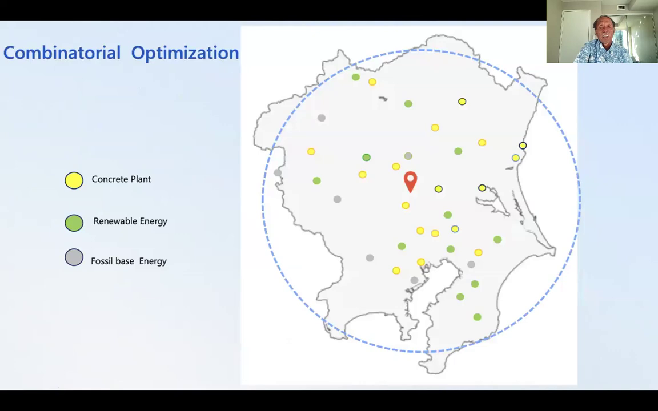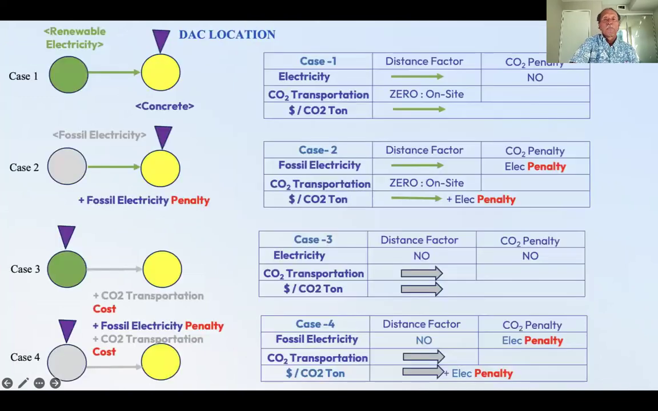Let's go to the practical model. This is the Tokyo metropolitan area. You can see the yellow dots. This is where the concrete plants are located. Green is where solar power generators or wind generators are located. And fossil-based energy is here. Now we are going to put the DAC. How many DACs can we put? How much CO2 can we capture? What's the best, most economical way to put the DAC in this region? This is the puzzle we need to solve.